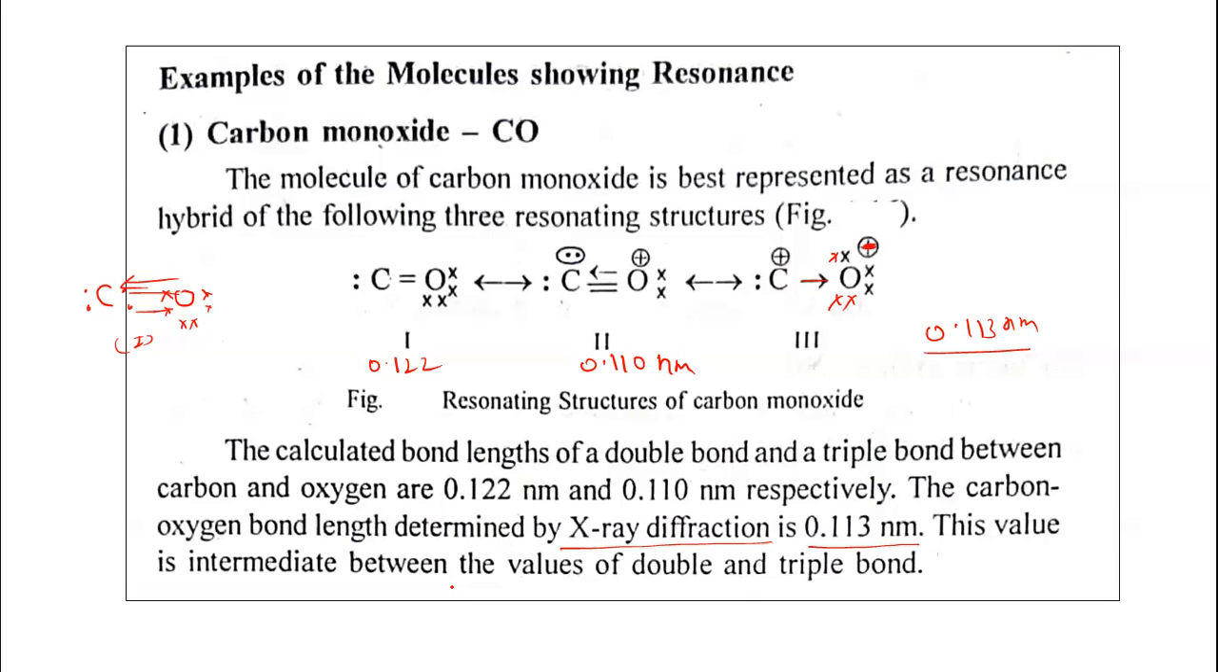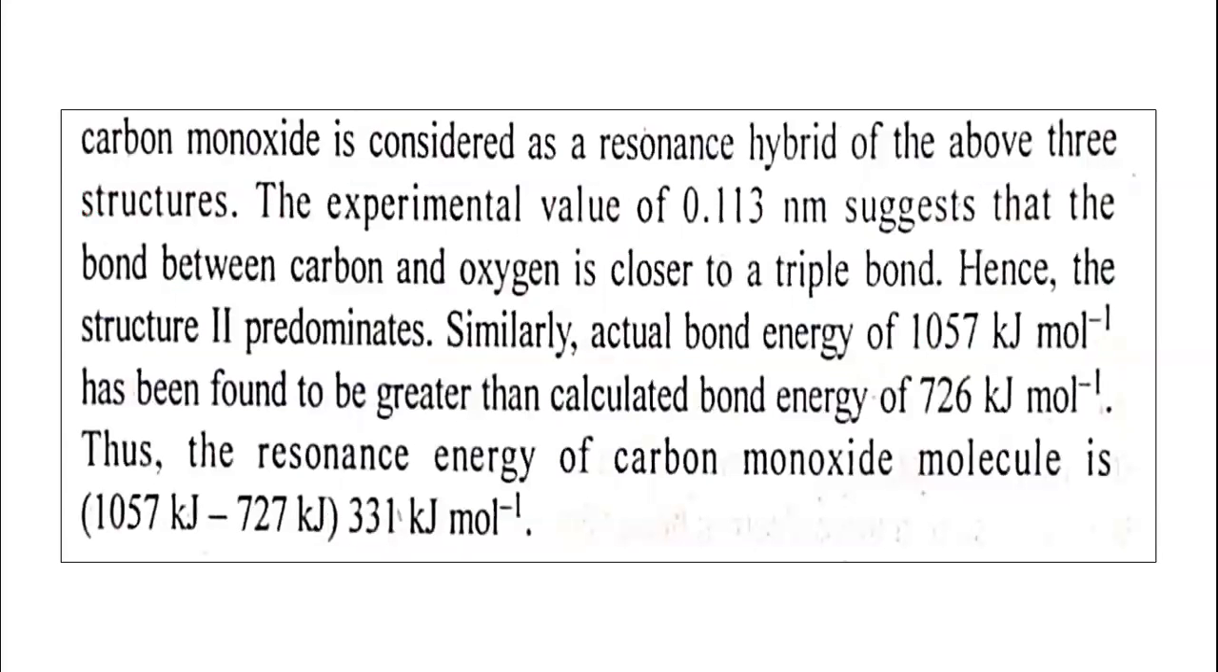So this shows that in the carbon monoxide molecule there is a presence of resonance. The carbon monoxide molecule cannot be represented by one structure, it has a number of structures. So carbon monoxide is considered as a resonance hybrid of the three structures. The experimental value 0.113 nanometer suggests that the bond between the carbon and oxygen is closer to a triple bond.